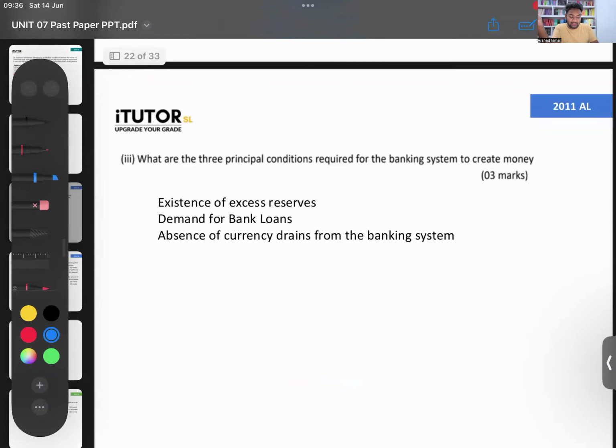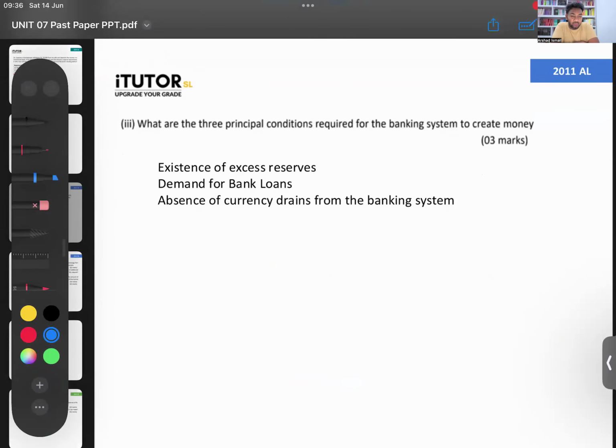Okay, so starting with Lamai, the 2011 paper, question number 3. They're asking you, what are the principal conditions required for a banking system to create money? For this whole credit creation to happen, Lamai, remember, there are 3 principal conditions that have to be there. If these 3 are not there, you can't have credit creation. These are the main 3. So what are the 3?